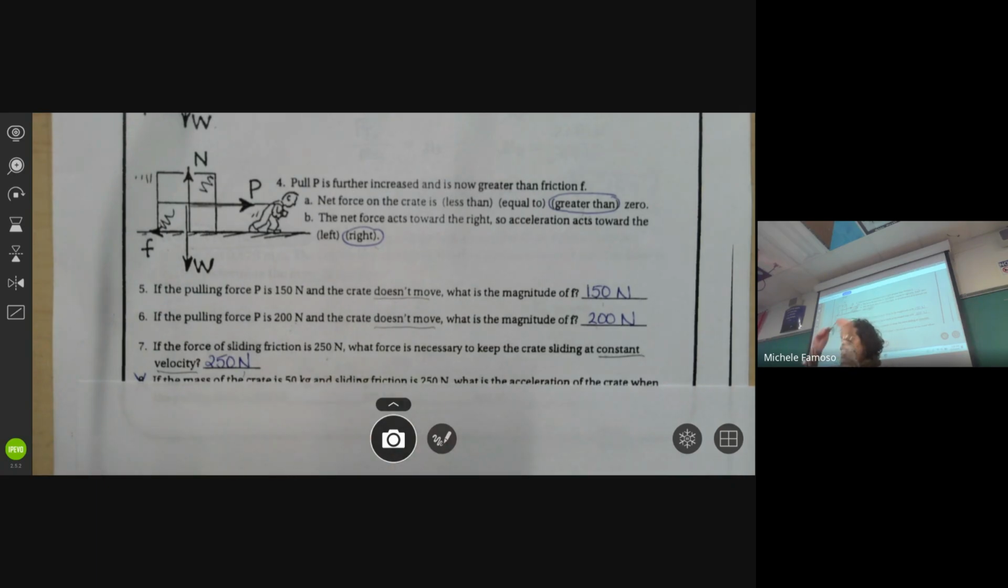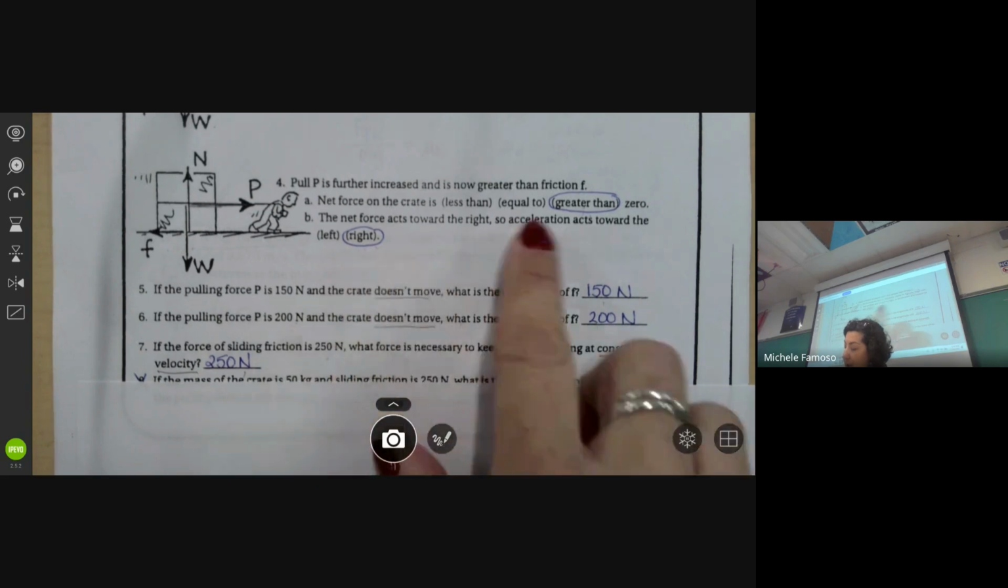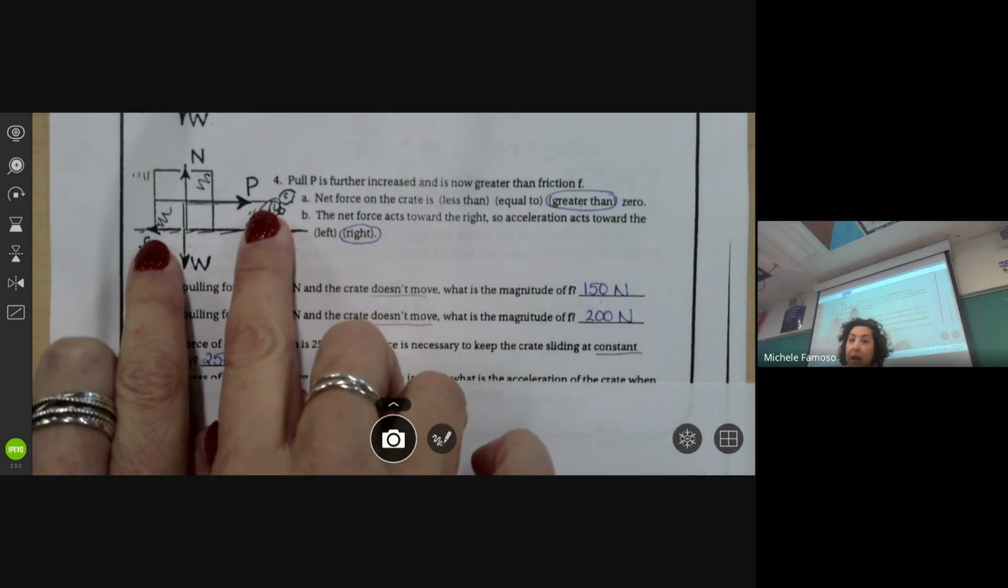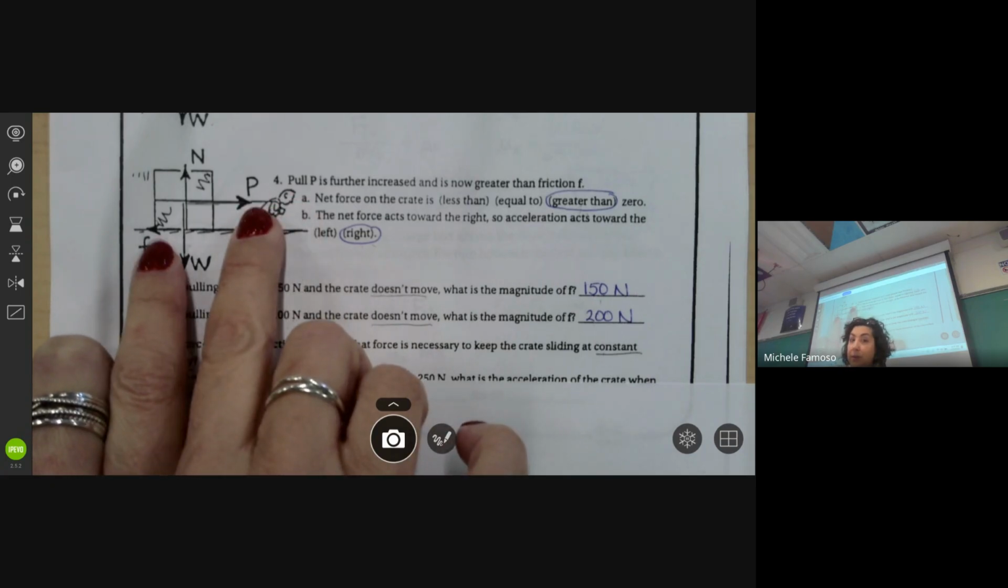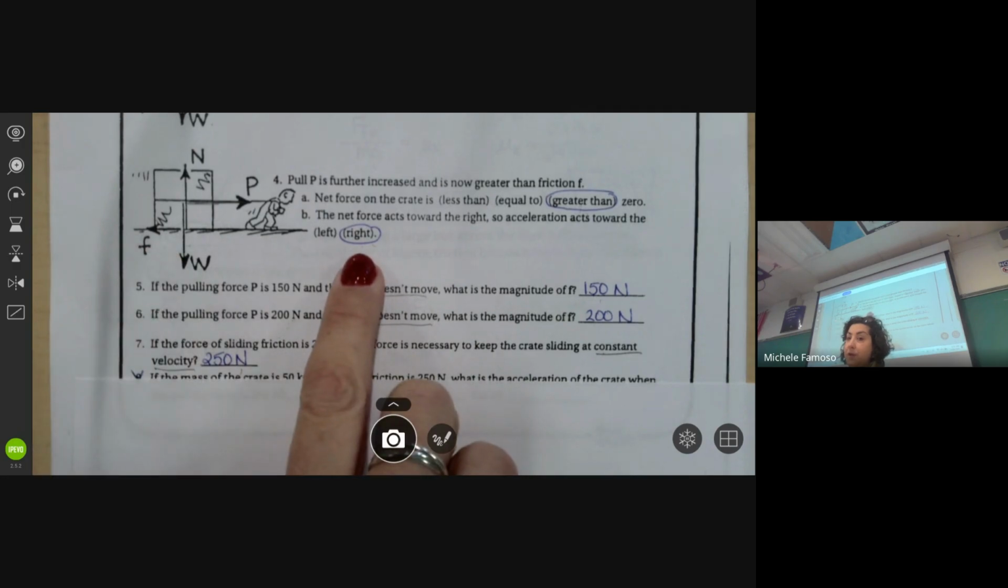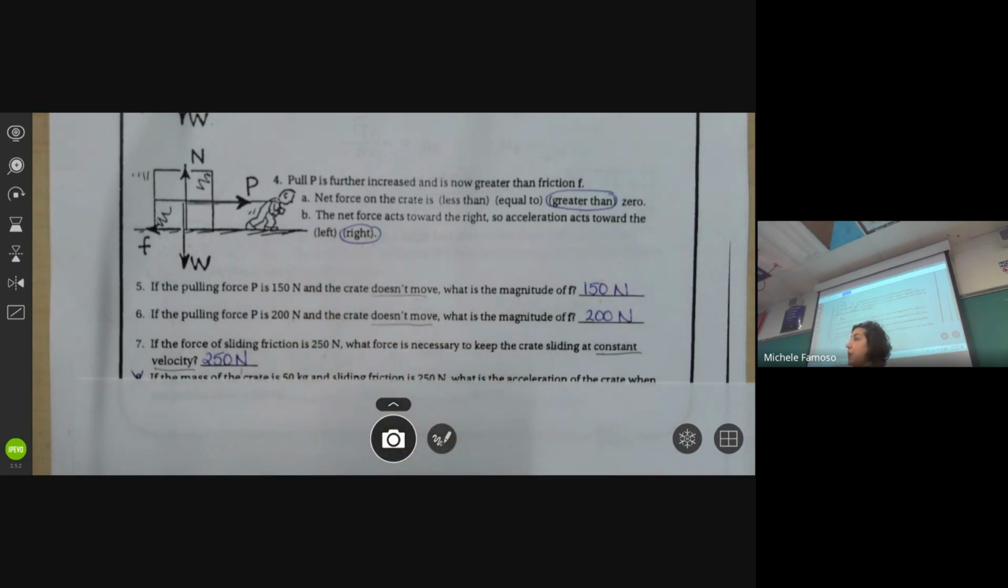Okay, any other questions on that page, Kiara? Why is 4B? Okay, because it tells us that P is larger than F, so that means it's accelerating to the right, so that force has to be bigger than that. Therefore, the net force and the acceleration are always in the same direction. That's what we talked about with unbalanced force. Unbalanced force and acceleration are always in the same direction.